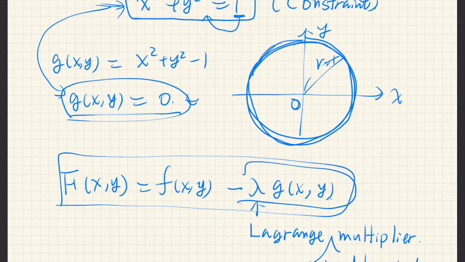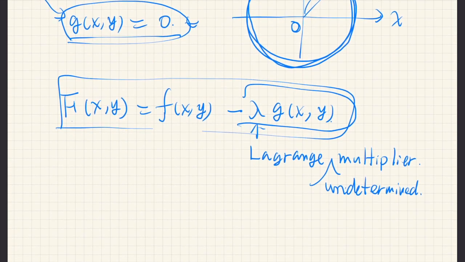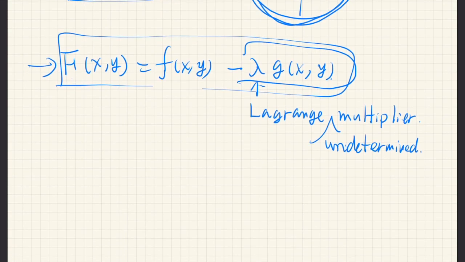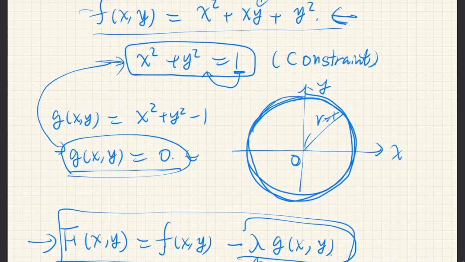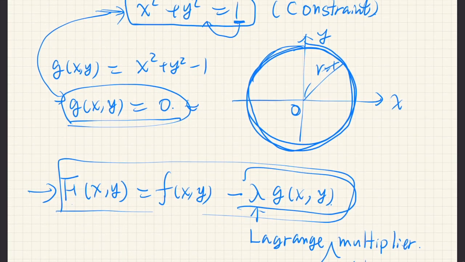So maximizing or minimizing lowercase f of x and y is equivalent to maximizing or minimizing the uppercase F of x and y. I will just show how we use this method before explaining how it works, or why it works. First of all, we have just defined this function and we differentiate it with respect to x. So f of x is this, and g of x and y is this.